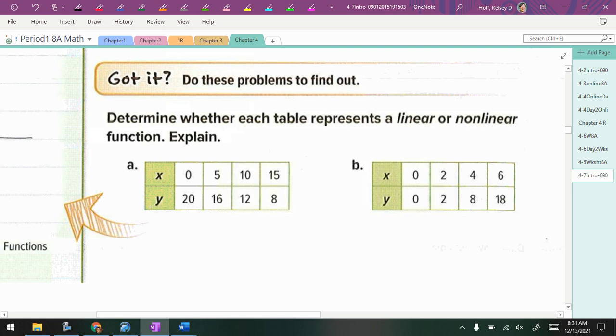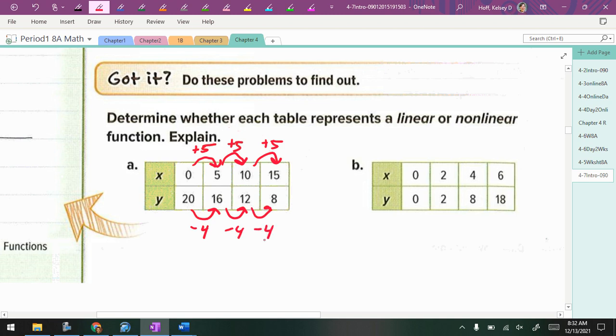Determine whether it's linear or nonlinear and explain. So start with our table. On our X, how do I go from 0 to 5? Plus or minus? Plus 5. Very good. 5 to 10. And 10 to 15. Very good. Then on the Y, 20 to 16. Minus 4. 16 to 12. And 12 to 8.